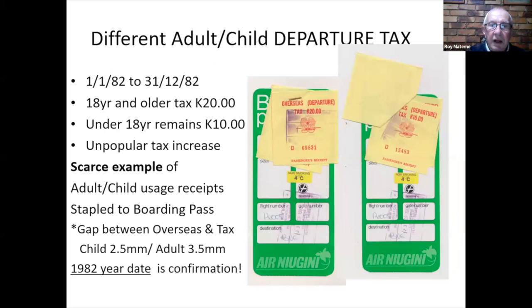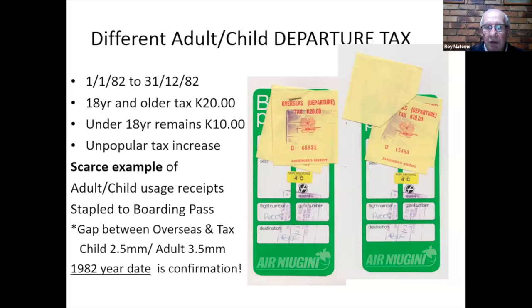Then in 1982, for one whole year, the government decided that they were going to charge the adults a little bit more money, 20 kina, and keep the people under 18 years at 10 kina. You've got an example there, and you can see the boarding pass. All 4 departure tax labels were stapled onto the one boarding pass.